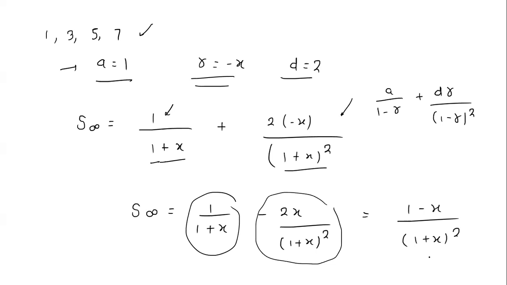After simplifying, it will become 1 minus x divided by 1 plus x whole square, and this is the sum of this infinite series. In this way we can solve this.